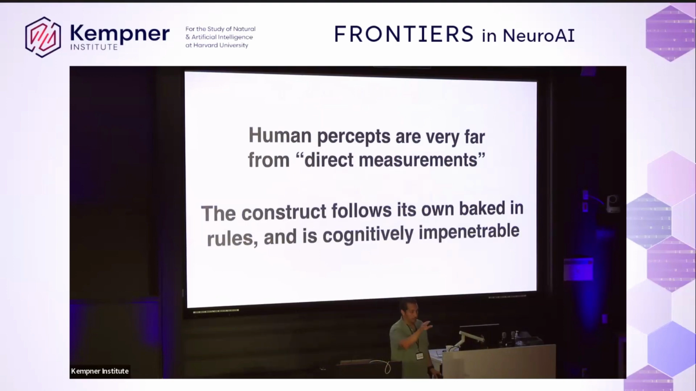Your perceptions are far from direct measurements of what's going on in the world. It's some sort of construct, and it's got these strict rules that it obeys that in vision science, we call the system cognitively impenetrable. It doesn't matter if I explain those rules to you. It doesn't matter that you know they're illusions. You can't overpower them. You can't see those things differently.